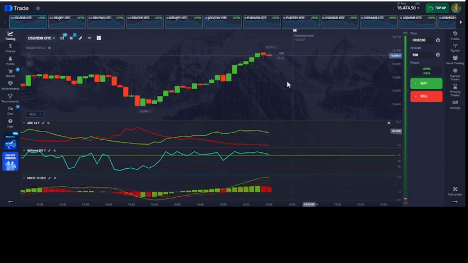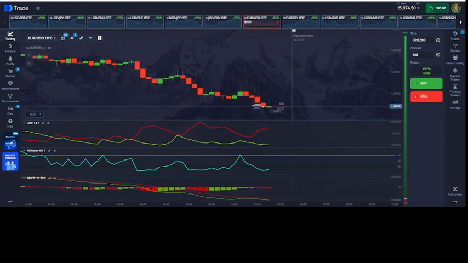Okay, so that trade was in the money. All right, so let me pause the video and look for the next trade setup. Okay, so I'm on the Euro USD OTC pair, and I just took a sell trade here.